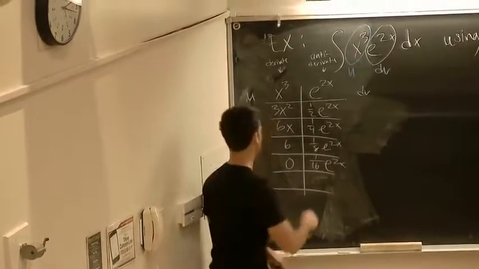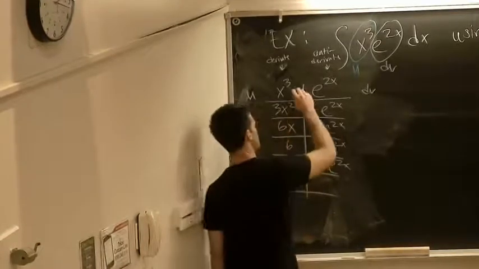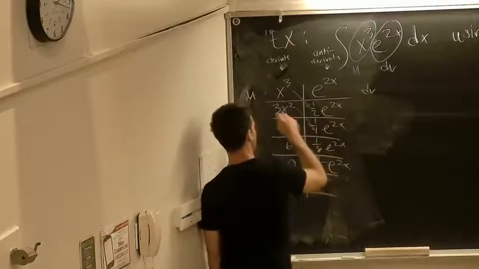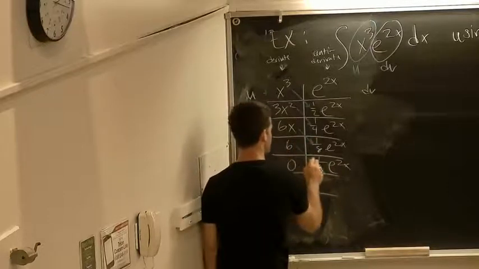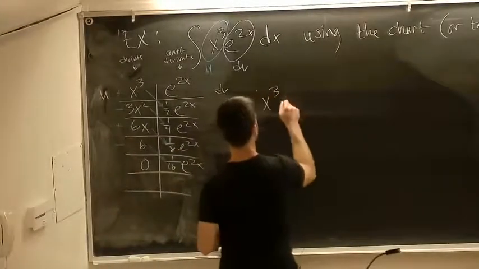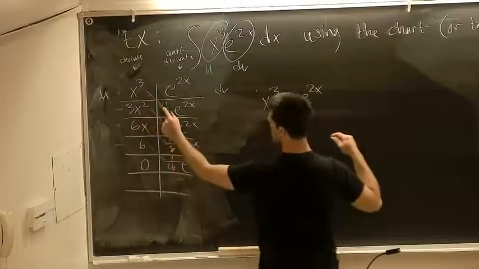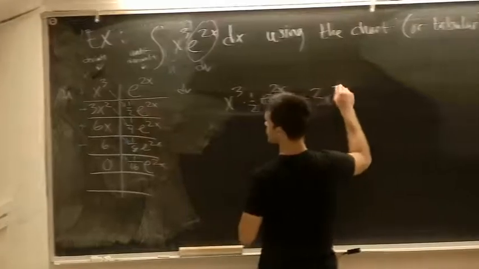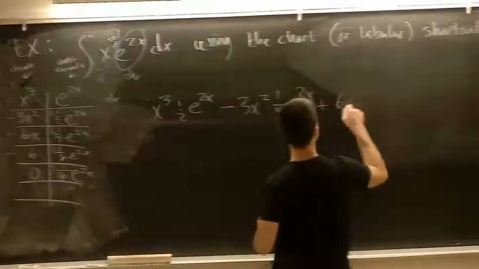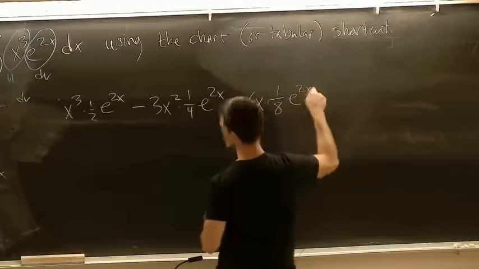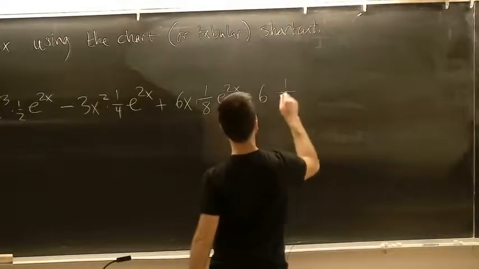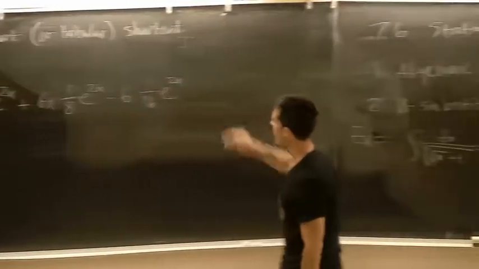And now, this is probably the most complicated part: you do this times this with a plus sign, this times this with a minus sign, this times this with a plus sign, this times this with a minus sign. That gives me x cubed times 1 half e to the 2x, because the first one has the plus sign, minus 3x squared times 1 fourth e to the 2x, then back to plus 6x times 1 eighth e to the 2x, and then minus 6 times 1 16th e to the 2x, and then plus C.